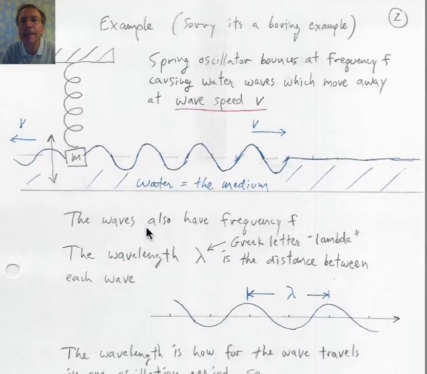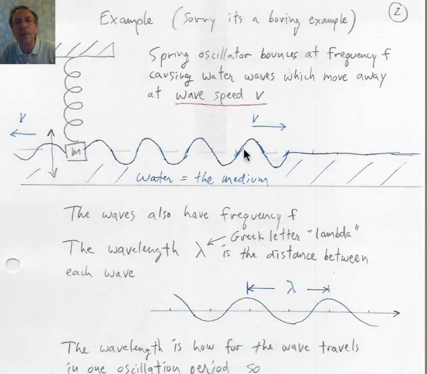So let's have an example. Sorry, it's a boring example, but at least this one is simple. Let's say I've got something that's vibrating going up and down. It could be a mass on a spring. And let's just say, suppose that this mass was a part of the surface of some water or some liquid. And it's going up and down, and it causes waves to propagate through the water, like ripples on the surface of a pond.